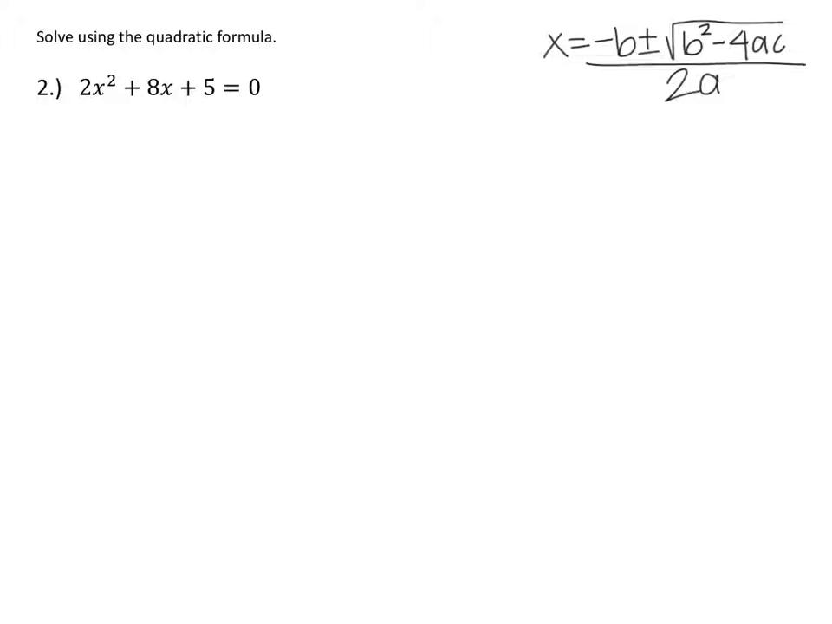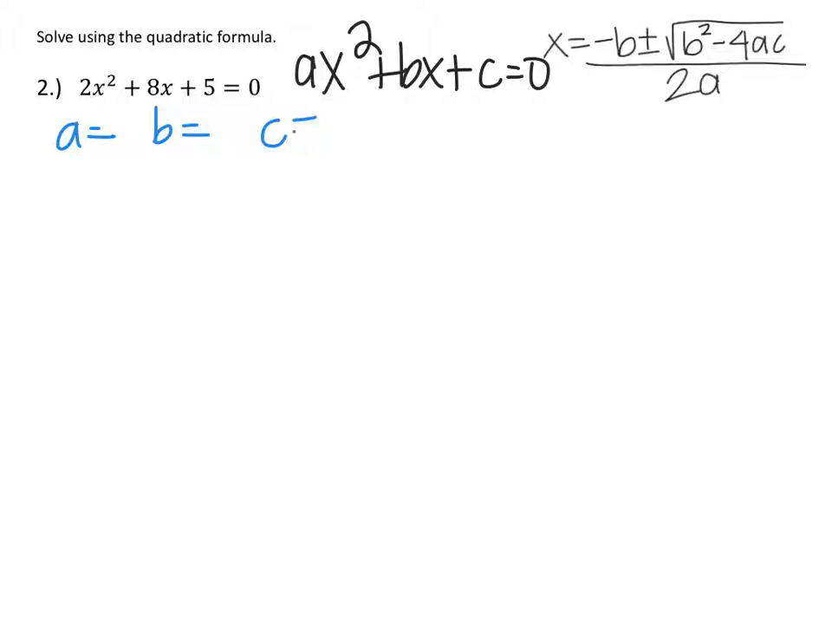To solve using the quadratic formula, we need to identify what a, b, and c are so we can plug them into our quadratic formula. So ax squared plus bx plus c equals 0. That is your quadratic equation. And so we're going to identify what a equals, what b equals, and what c equals.